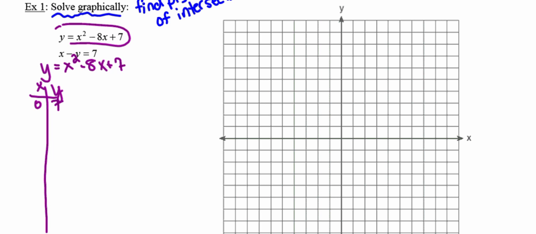So from my table, I got the point (0, 7). From my table, I got the point (1, 0). (2, -5) is on that parabola, as is (3, -8), (4, -9), (5, -8), (6, -5), (7, 0), and (8, 7). And those points taken together will give us a very clear, very accurate picture of exactly what this parabola looks like. So I'm going to go ahead and plot these points.